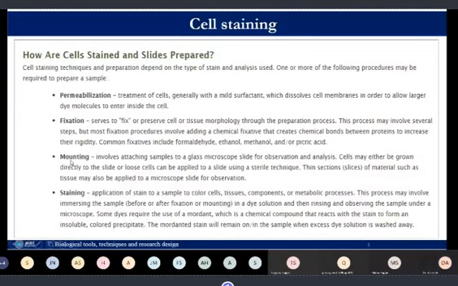Mounting, slide mounting. This involves attaching the sample to a glass slide, that is of course the substrate of your cell culture. For this, cells may be grown directly on the slide, or loose cells can be applied to a slide using sterile techniques.